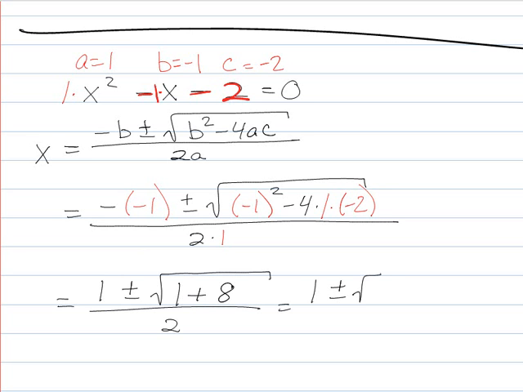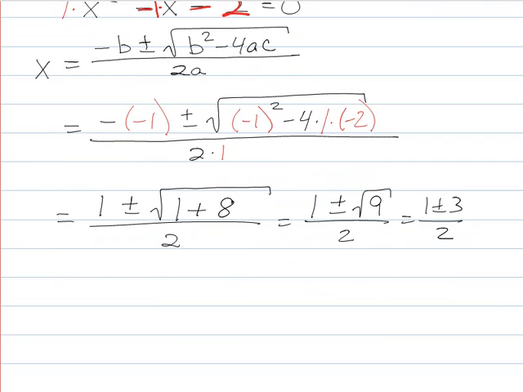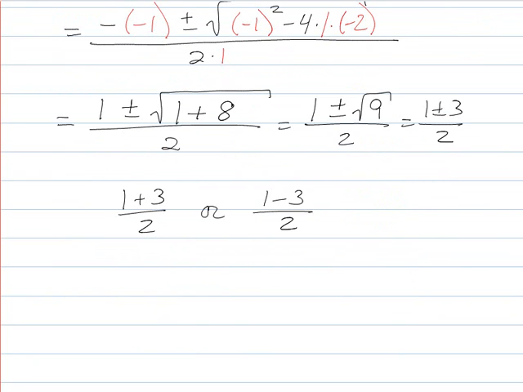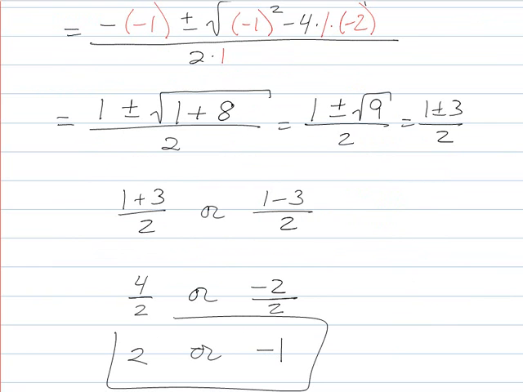1 plus or minus the square root of 9 over 2. So 1 plus or minus 3 over 2. Now that gives us two options. We have 1 plus 3 over 2 or 1 minus 3 over 2. So I have 4 over 2, which is 2, or negative 2 over 2, which is negative 1.